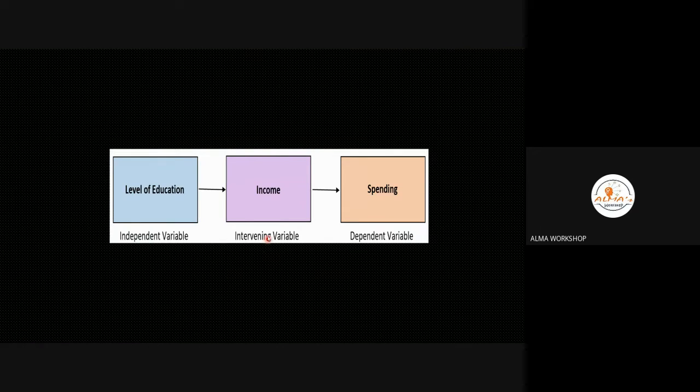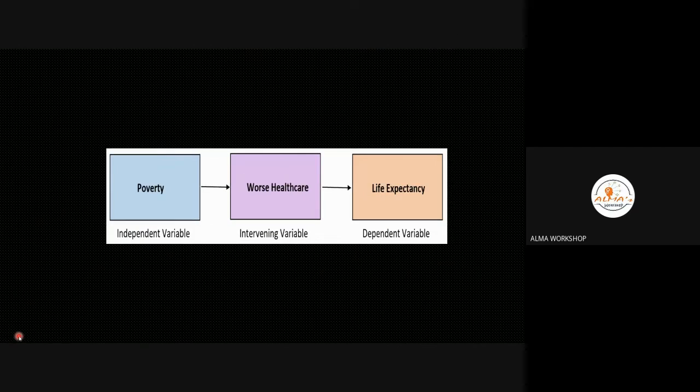See here, the intervening or confounding variable is income. When you look at the level of education, income is the confounding variable, and your spending becomes the dependent variable. Like this, you have a lot of examples. Already I told you, due to poverty, life expectancy is less. In between, poverty is the independent variable and life expectancy is the dependent variable.